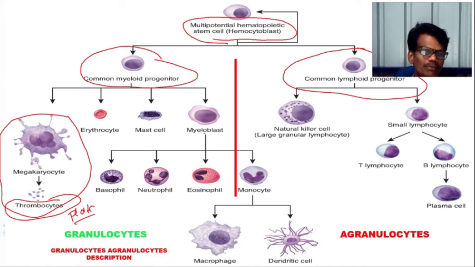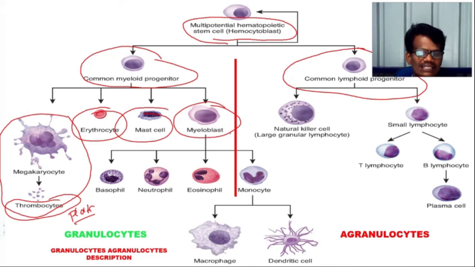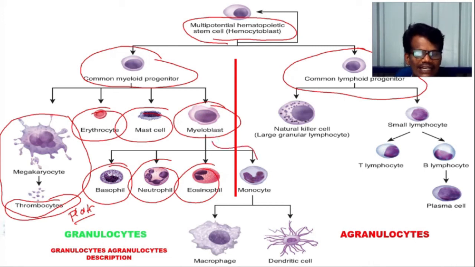This myeloid progenitor gives RBC, mast cell and myeloblast cell. These myeloblast cells produce granulocytes like basophil, neutrophil and eosinophil. One agranulocyte is also produced from myeloblast, that is monocyte. And monocytes give rise to macrophage and dendritic cell.